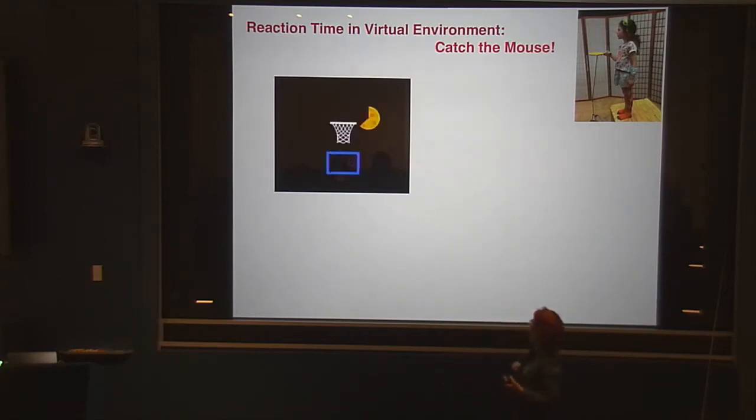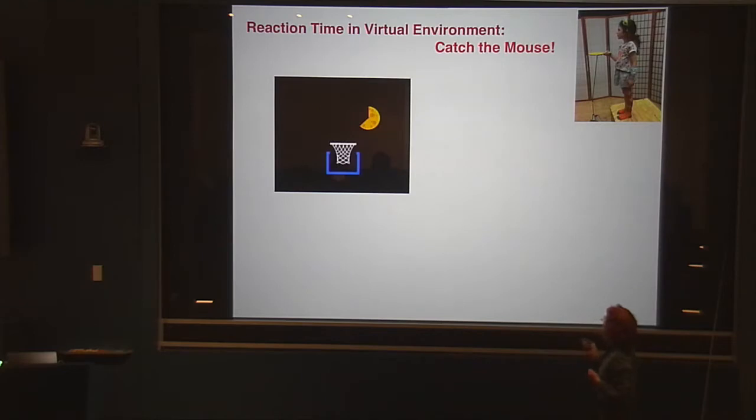So we created a control that you see right here, where whenever the mouse appears, that's the reaction time signal that they have to catch the mouse as fast as possible. Because if they're too slow, the cheese on the side disappears, and we don't want the cheese to disappear. So that is a very nice motivation for the children to be as fast as possible.